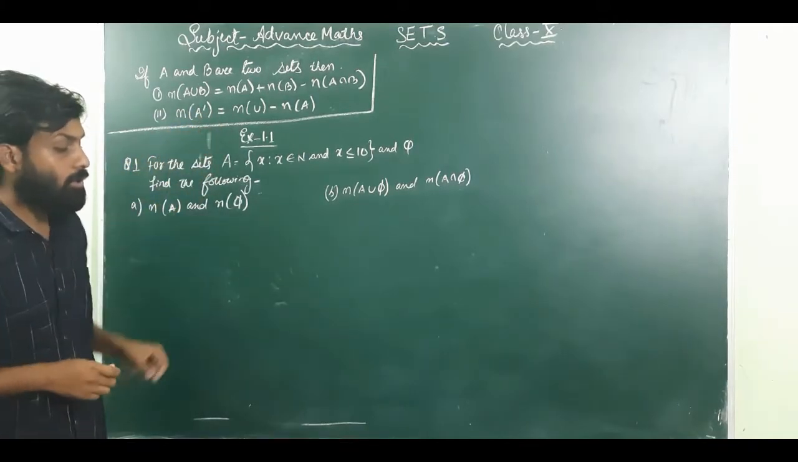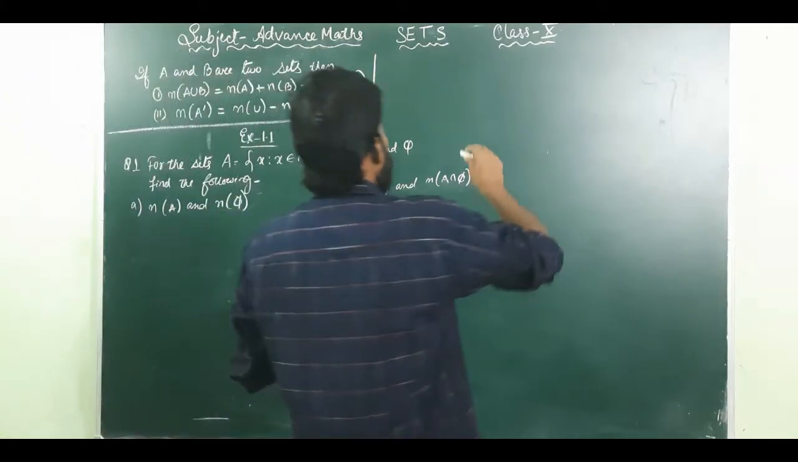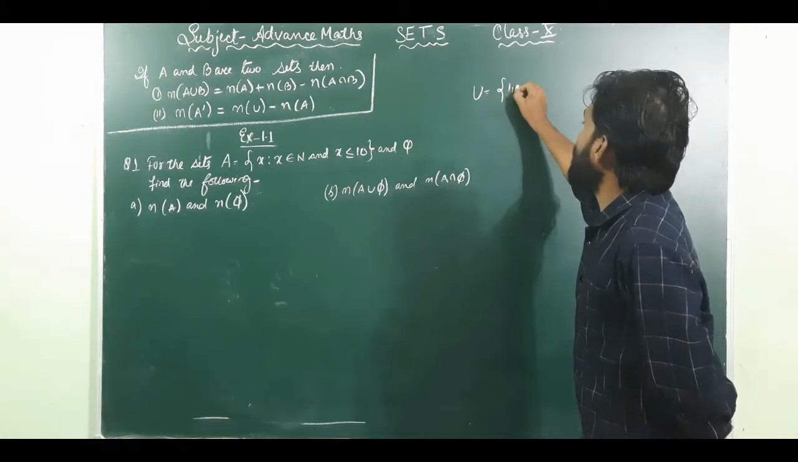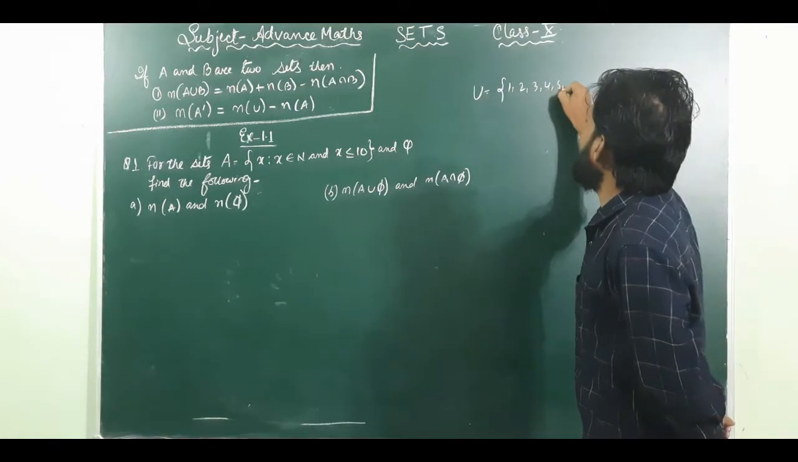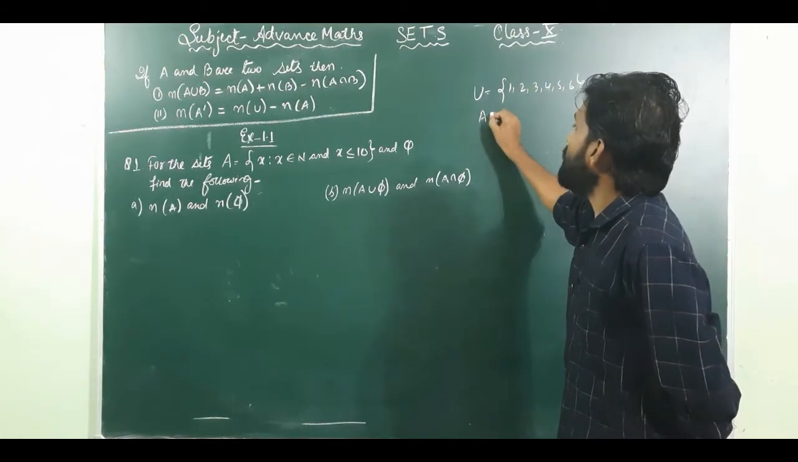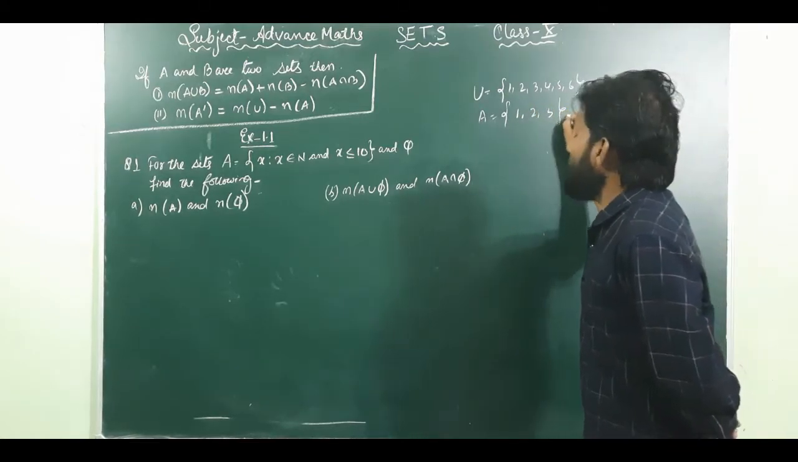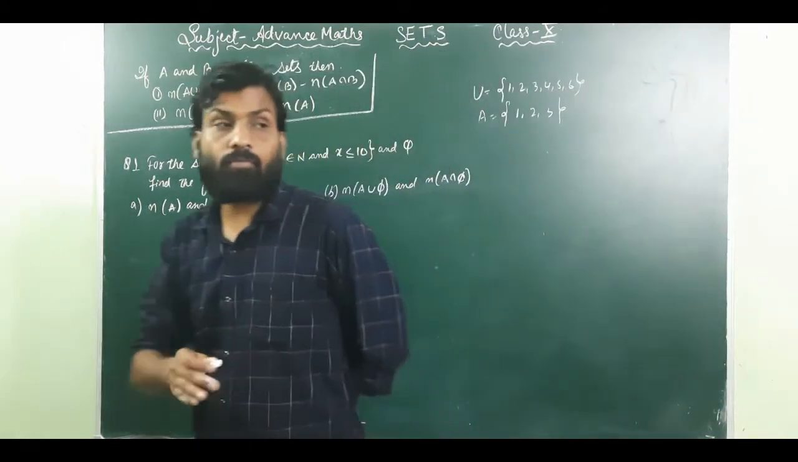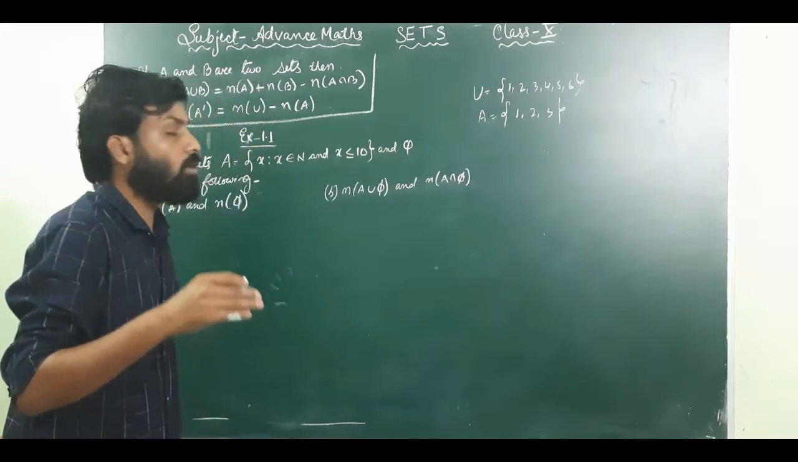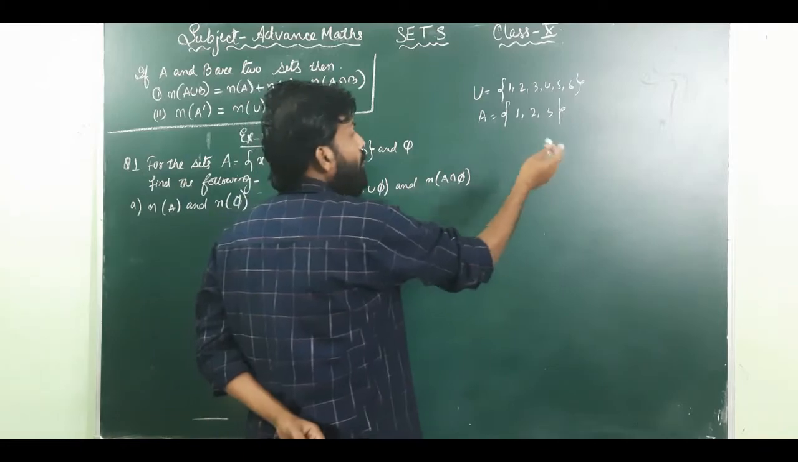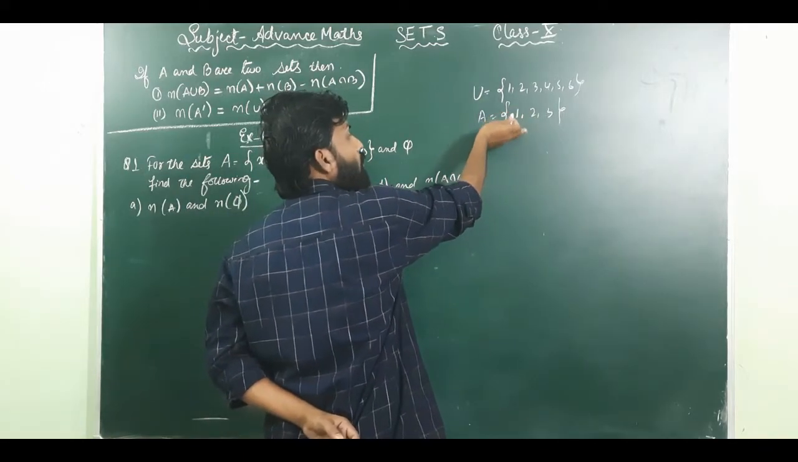if you remember in class 9, suppose I give you a universal set U, say 1, 2, 3, 4, 5 and 6, and I give you another set A, 1, 2 and 3. Always remember that A should be a subset of the universal set. A cannot have more elements compared to U. A should always have the same number of elements or fewer compared to U.